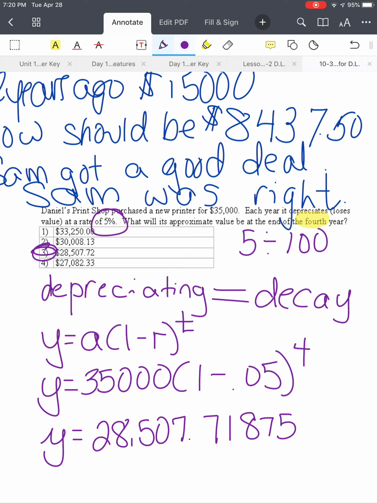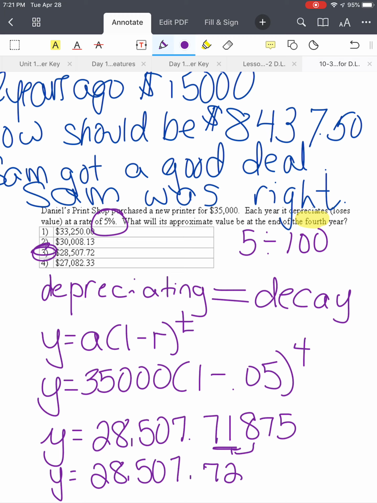They rounded for us, but keep in mind if we're talking about money, we should round to 2 places. So I want to go to 2 places. I'm going to look at the 8, and the 8 makes the 1 round up to 2, so 72. Okay.